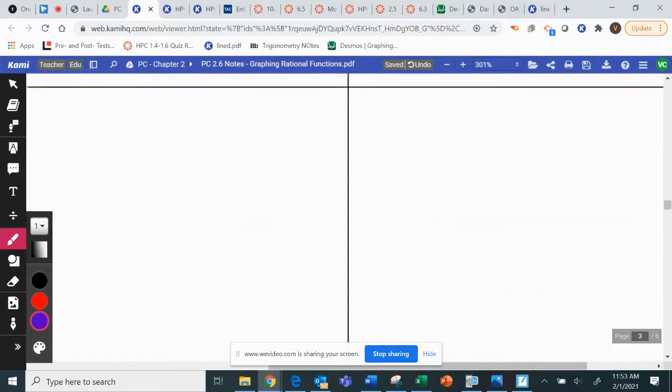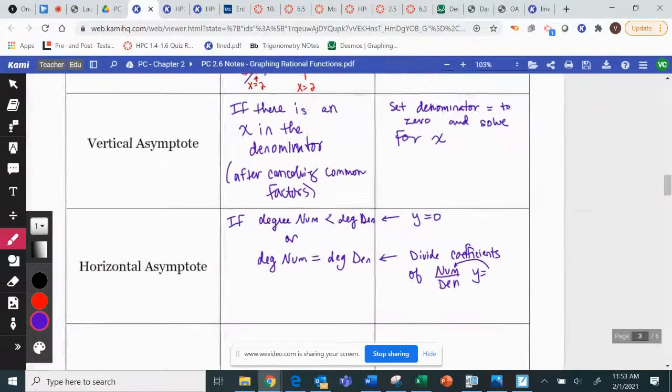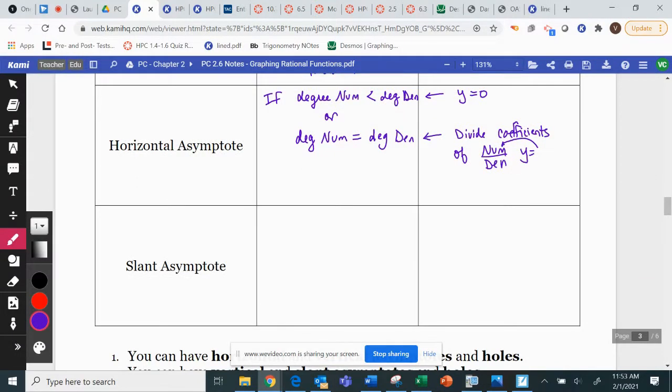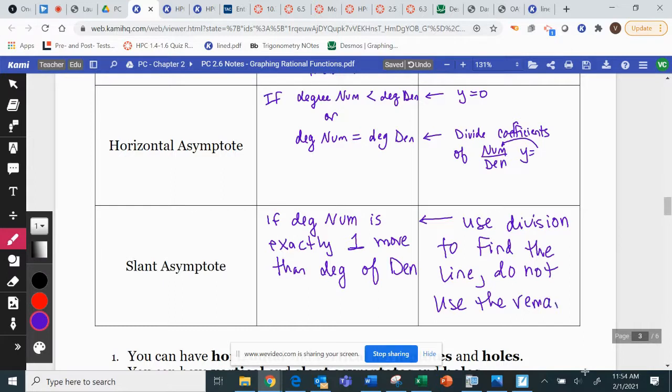And the last thing is slant asymptote. That would be if the degree of the numerator is exactly 1 more than the degree of the denominator. And then you would use division to find the line. Do not use the remainder.